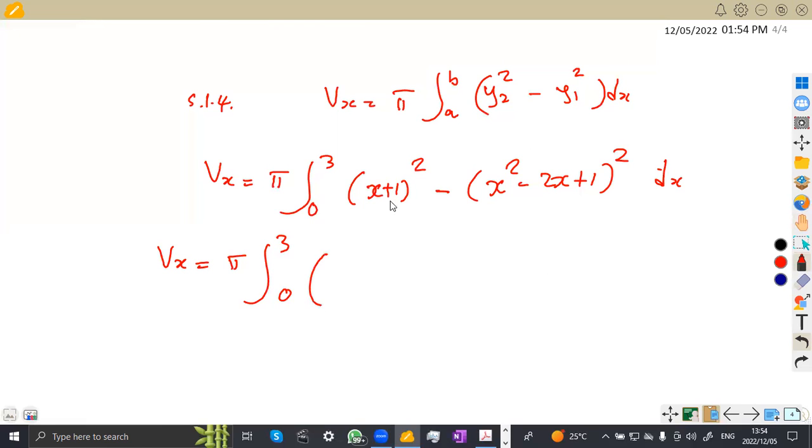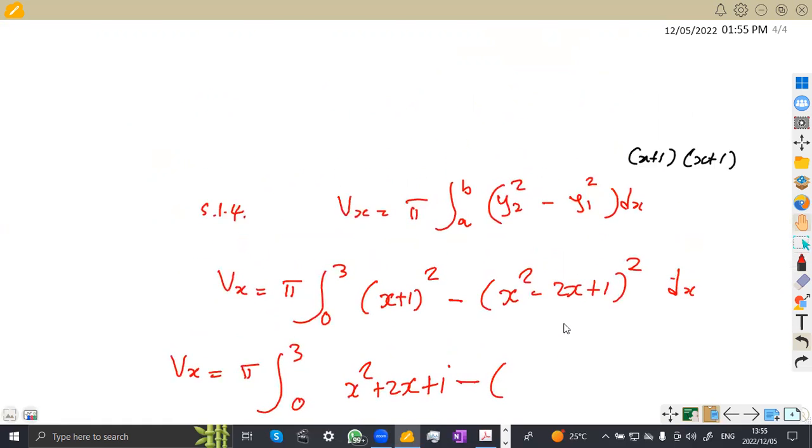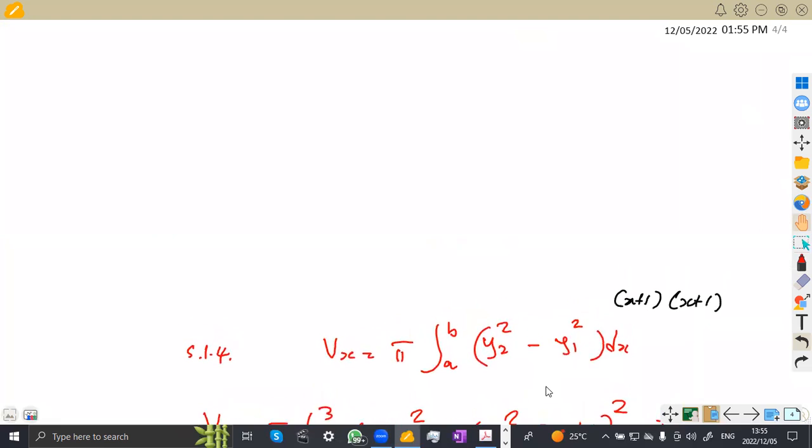This is going to be x squared plus 1. You can use your identities or just expand two brackets, x plus 1 into x plus 1. All right, you're going to obtain something like x squared plus 2x plus 1. Whatever we get here, we are supposed to subtract what we obtain from this bracket of x squared minus 2x plus 1. So this one, I'm going to expand it aside here.